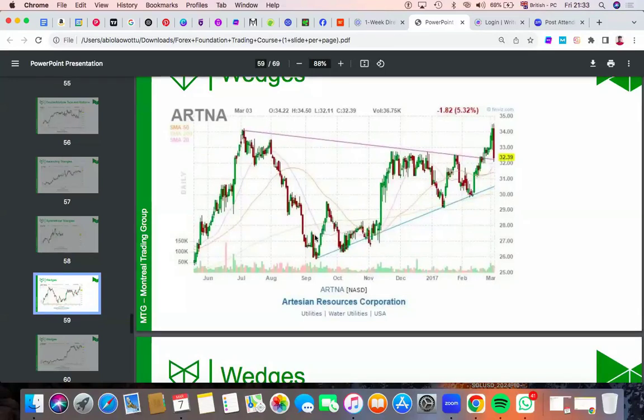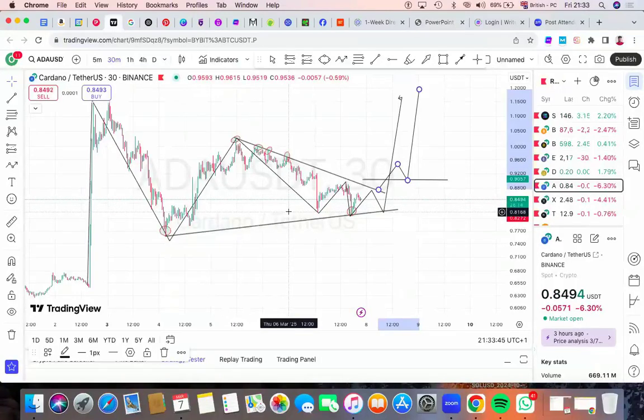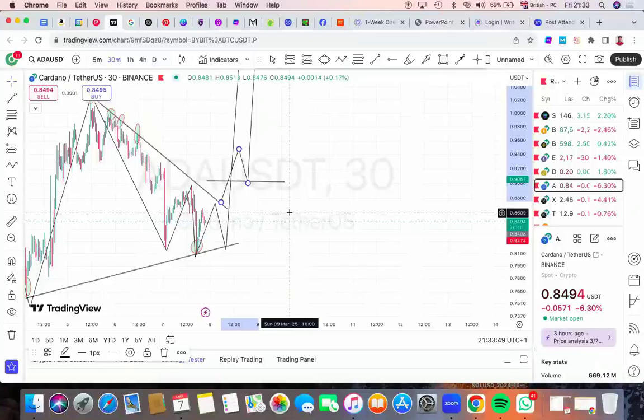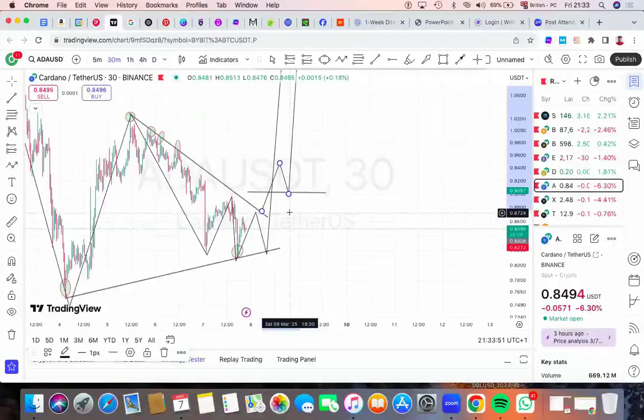So for wedge, this is the example of wedge. I don't know if I can see a good example on the chart for wedge, but it's really very simple. It's very identical to a symmetric triangle.